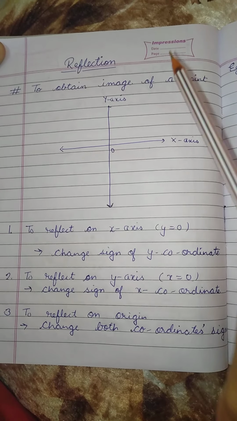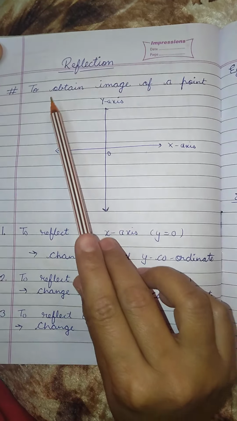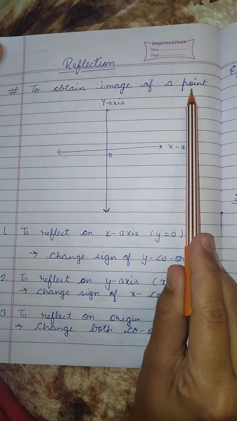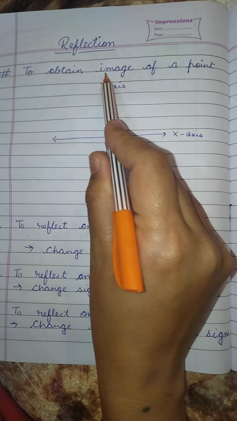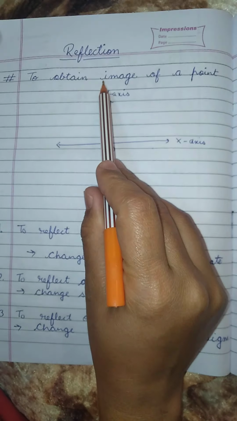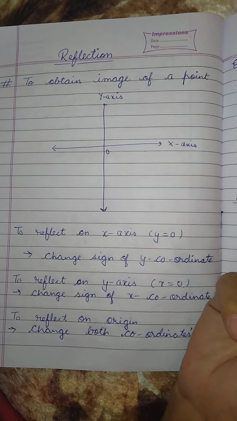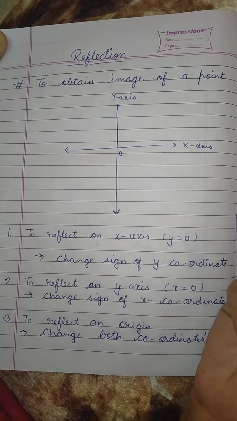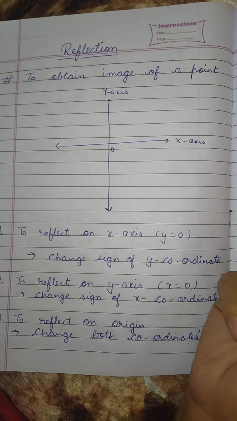What does the word reflection mean? It means to obtain the image of a point. Now, whenever we find an image, what comes to our mind when we talk about reflection or image? A mirror comes to our mind because we see our image in the mirror.